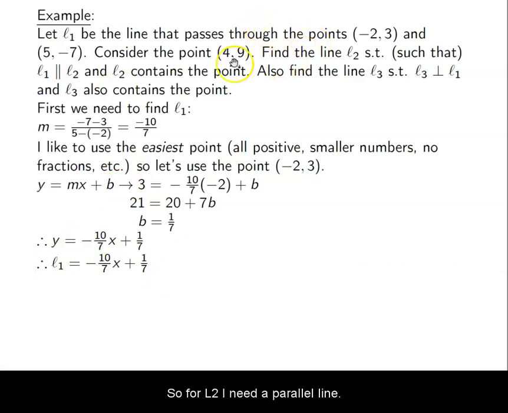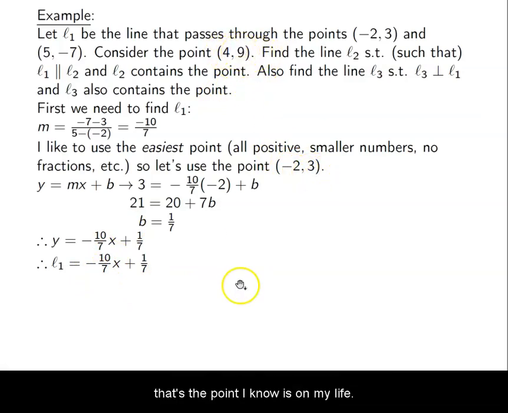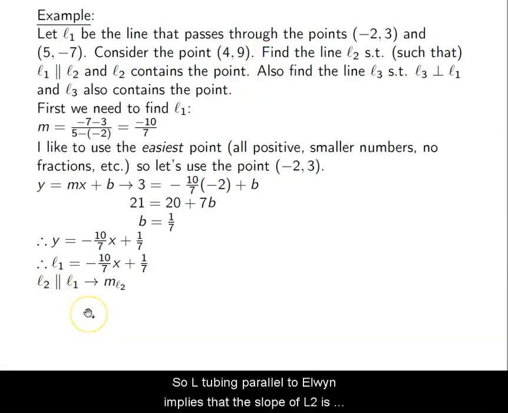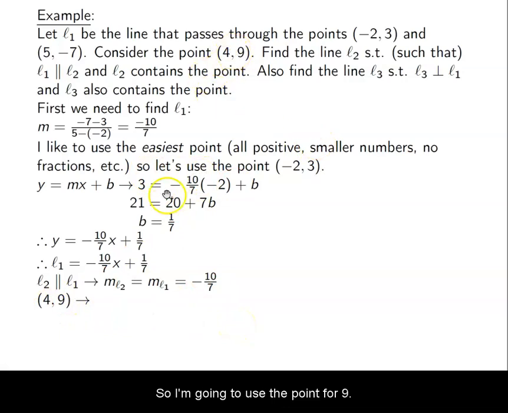So for L2, I need a parallel line. So that means that L2 has the same slope, and L2 is going to pass through this line. It's not going to pass through these lines, but I do know it passes through this one. So we're going to do pretty much the same thing, same slope, but instead of -2 and 3, we'll use 4 and 9 because that's a point I know is on my line. So L2 being parallel to L1 implies that the slope of L2 is the same as the slope of L1, okay, which is -10/7.